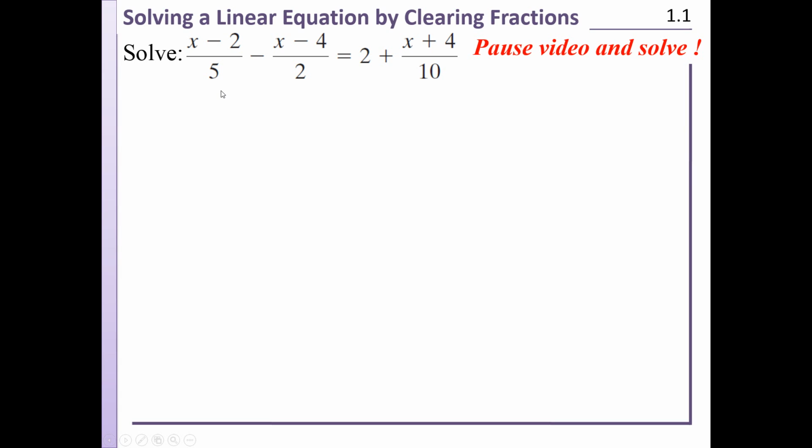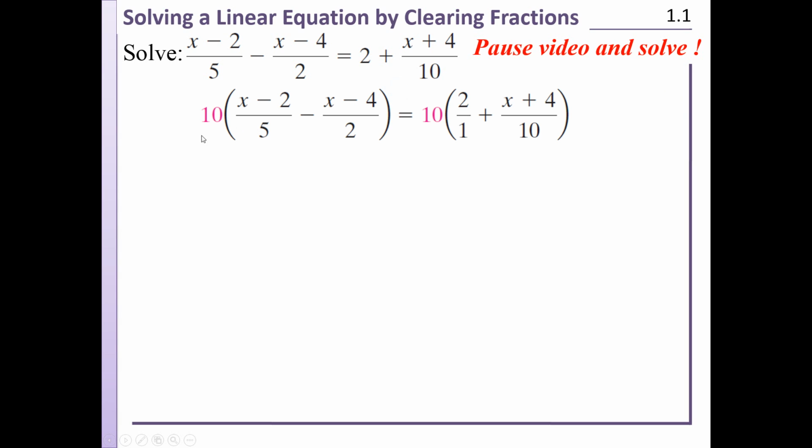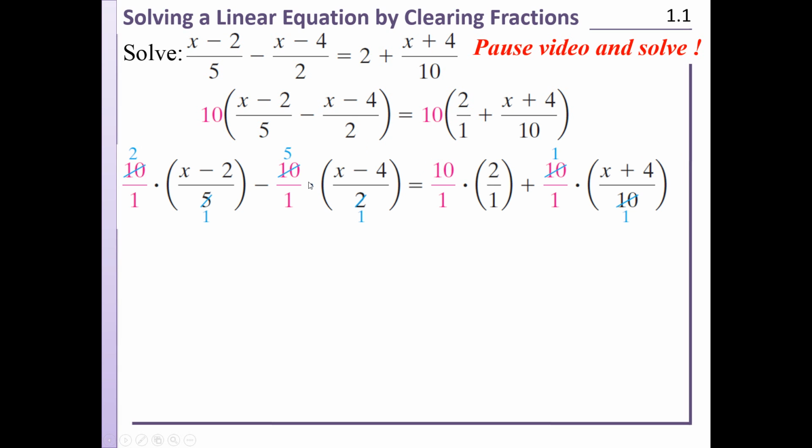The LCD, again, is the smallest multiple of all the denominators. And in this case, you can tell by inspection that number is 10. 10 is a multiple of 5, a multiple of 2, and a multiple of itself. So if you multiply both sides by 10, you will need to use the distributive property on both sides.